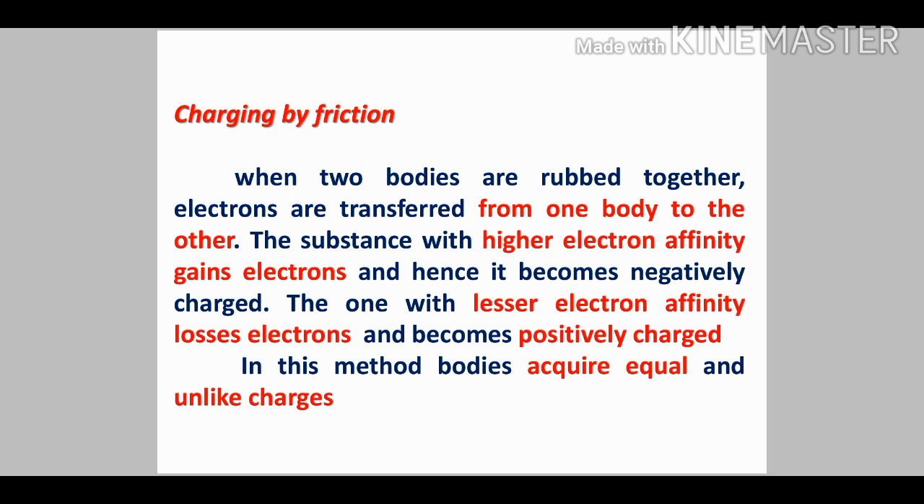So, when two bodies are rubbed together, electrons are transferred from one body to the other. In this case, one body gains electrons and another body loses electrons. The body which has lost electrons becomes positively charged, and the body which has gained electrons becomes negatively charged. Means by using charging by friction we can get two unlike charged bodies.